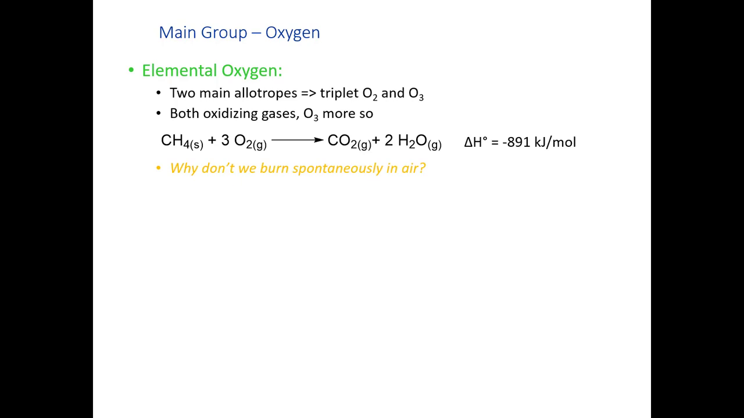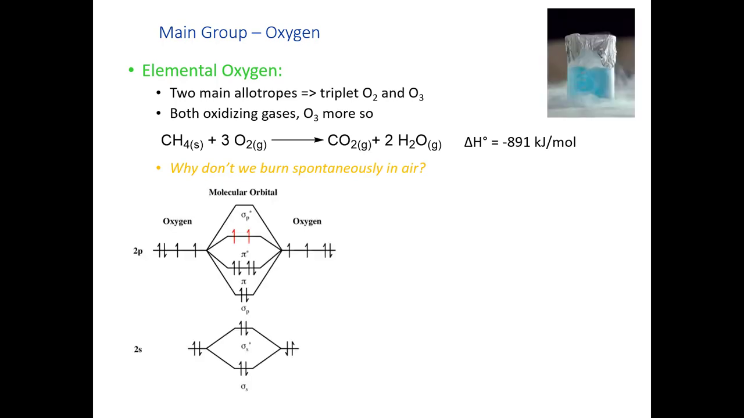If this is the case, why don't we burn up in air? We are made up of compounds that react very favorably with dioxygen. The reason why we don't spontaneously burn in air has to do with the electronic structure of dioxygen. If you look at the molecular orbitals of oxygen, you can see it has two unpaired electrons in two degenerate pi star orbitals. This means dioxygen exists in a triplet state.